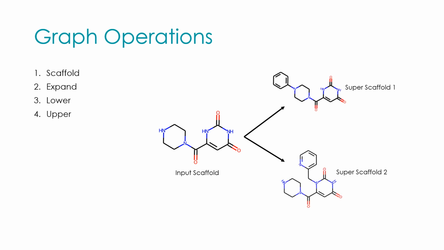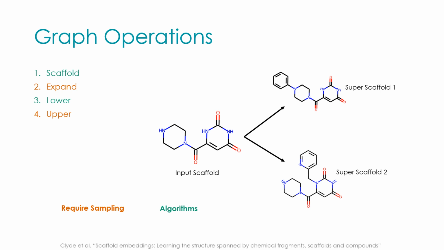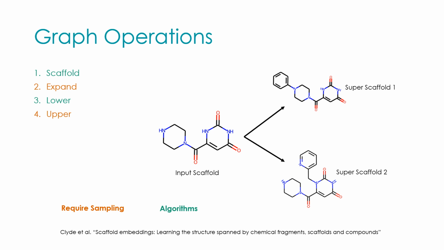as substructure. Scaffold and lower have straightforward algorithms to compute from an input compound. Popular software like RDKit supports these currently. But expand and upper require searching the entire space to find the results, hence sampling is used. As lower and upper are the only operations that operate between scaffolds, we use them to make connections between the nodes in our network. For detailed information on these operations and sampling methods used, please refer to this previous paper by our collaborators on scaffold embeddings.